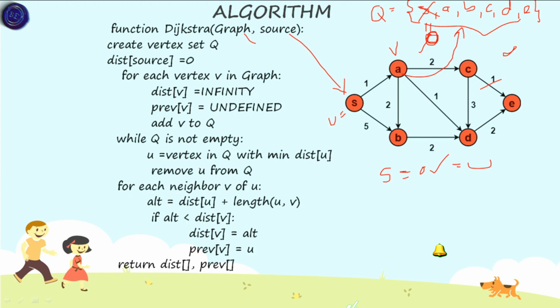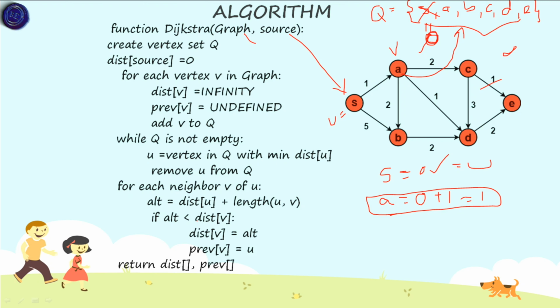So I represented the distance of V as alt. So alt is equal to distance of U. So the distance of U is equal to 0 plus length of UV. What is length of UV? 1. So the distance of A is equal to distance of U, that means 0 plus the length of U comma V. What is the length? 1, that equals 1. So we find the distance of A from the source node.